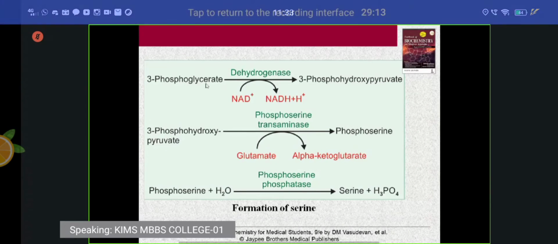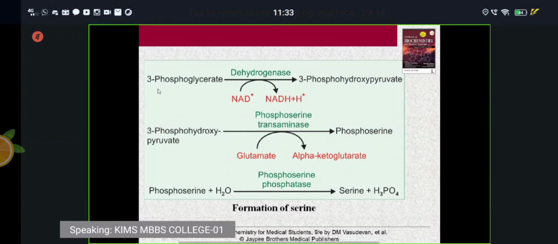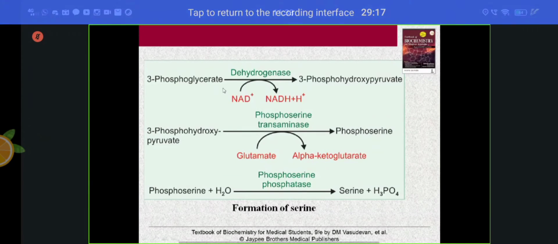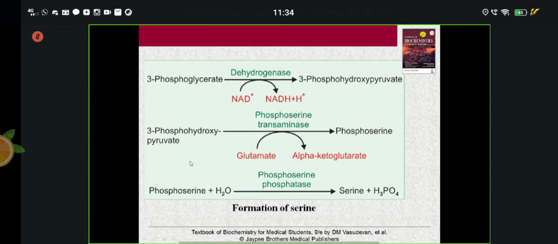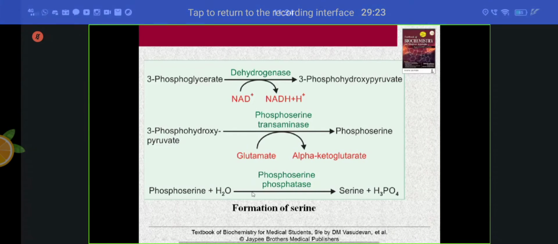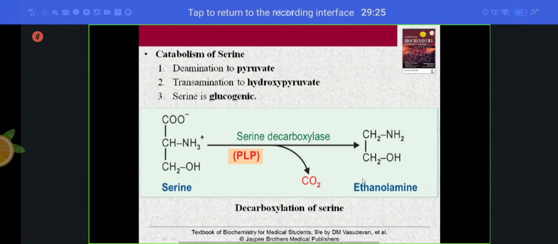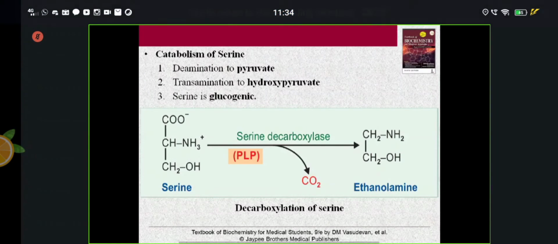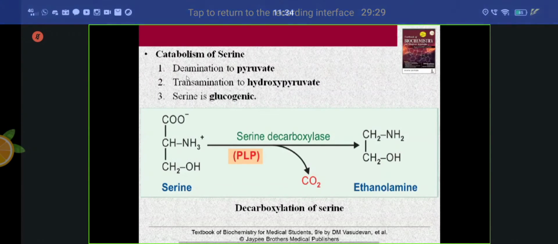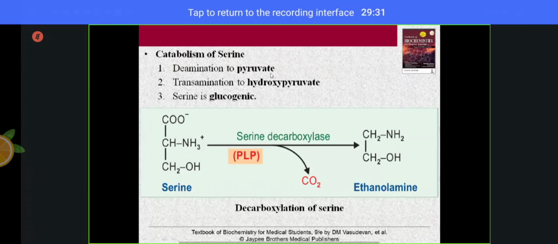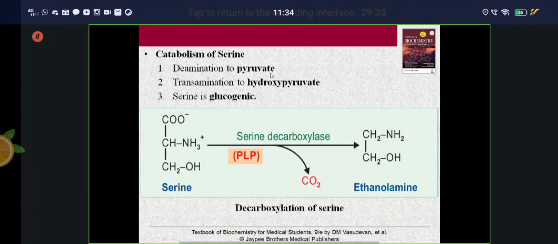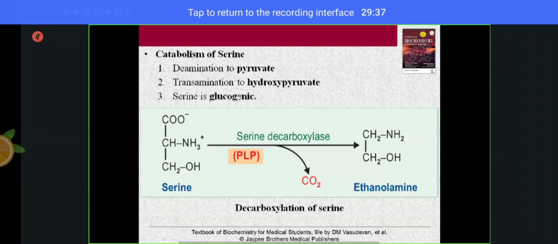3-phosphoglycerate, formed in glycolysis. It can be converted to pyruvate and finally getting serine. Fine? Catabolism. Once serine is formed, what are the products? It can get deaminated to form pyruvate. Just remember that serine and glycine, both of them are glucogenic.